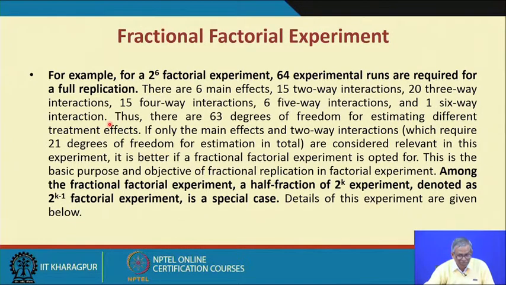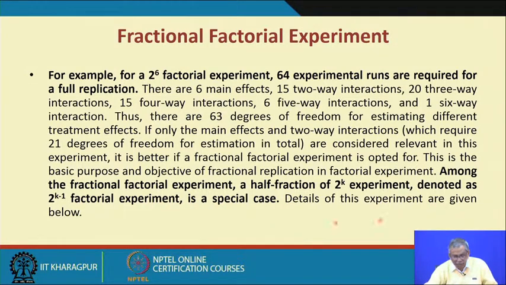So these are the possibilities, that there are 63 degrees of freedom, and if only the main effects and the two-way interactions, which require 21 degrees of freedom for estimation in total, are considered relevant in this experiment, it is better if a fractional factorial experiment is opted for. Is it okay? So this is the basic purpose and objective of fractional replication of factorial experiment. Among the fractional factorial experiments, a half fraction of 2 to the power k experiment, denoted as 2 to the power k minus 1 factorial experiment, is a special case.